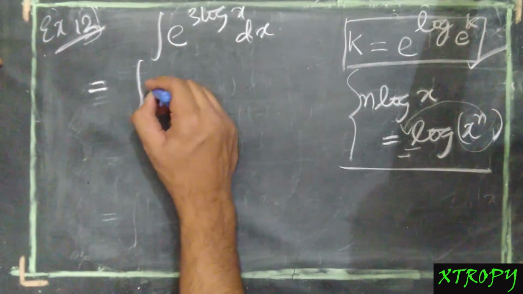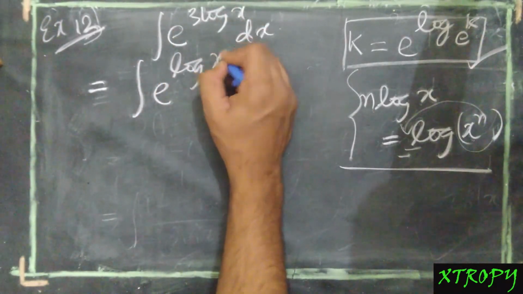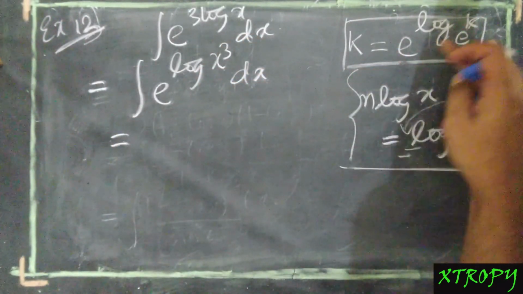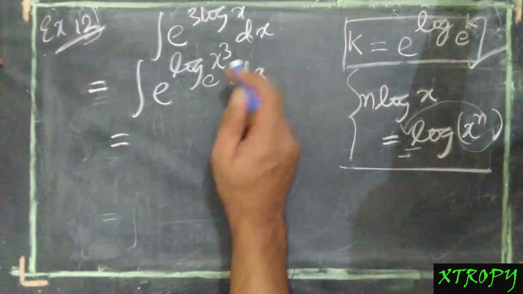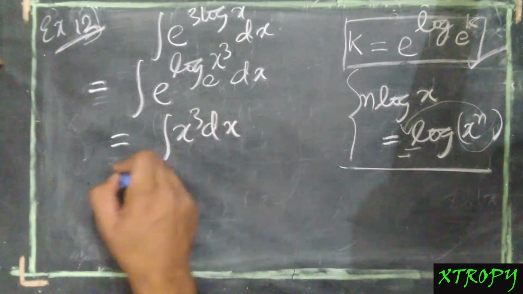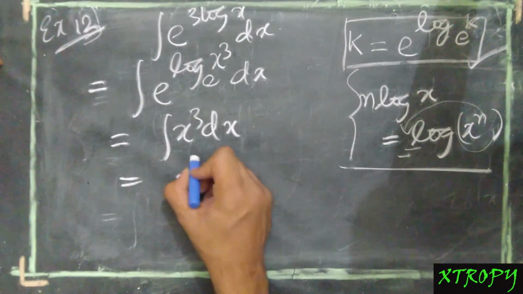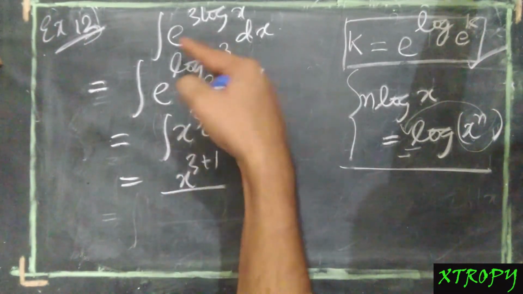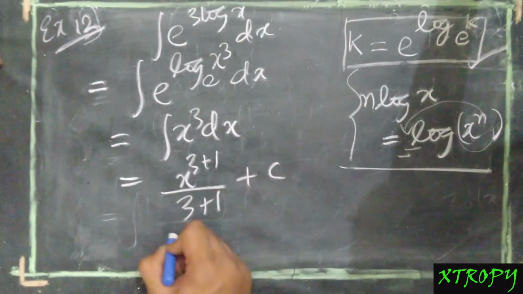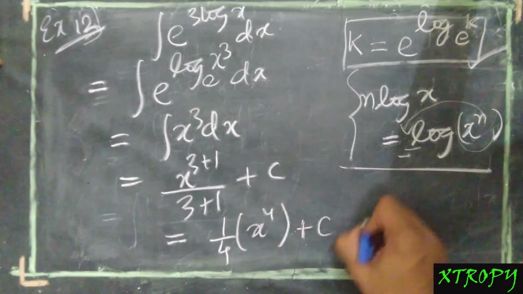So we can rewrite this question as e power log, this 3 will go to the power of x, therefore it will become e power log x cube dx. And as I told you, e power log k base e, here it is base e, therefore this will turn to x cube dx. So now the question has become very simple, that is x cube dx. We know its integration very well. From e power 3 log x, it has become x cube. So x to the power 3 plus 1 by 3 plus 1 plus c equals 1 by 4 x to the power 4 plus c. This is your answer.